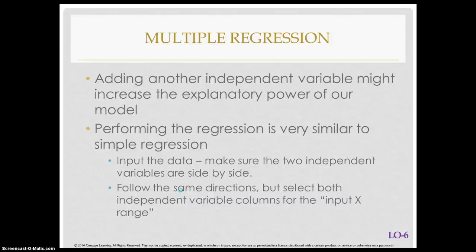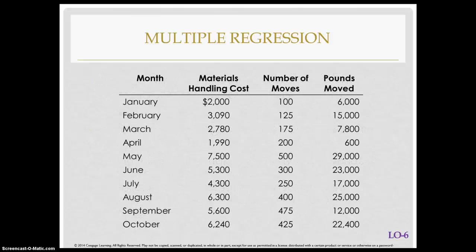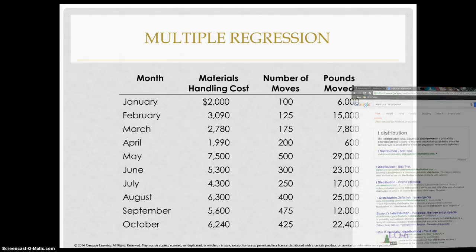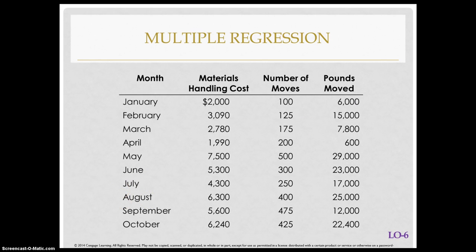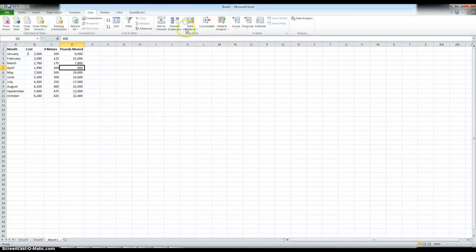Performing the regression is very similar to simple regression. Input the data and make sure the 2 independent variables are side by side and follow the same directions, but select both independent variable columns for the input x range. So if we added this information to our Excel worksheet, we would get an Excel sheet looking like this.